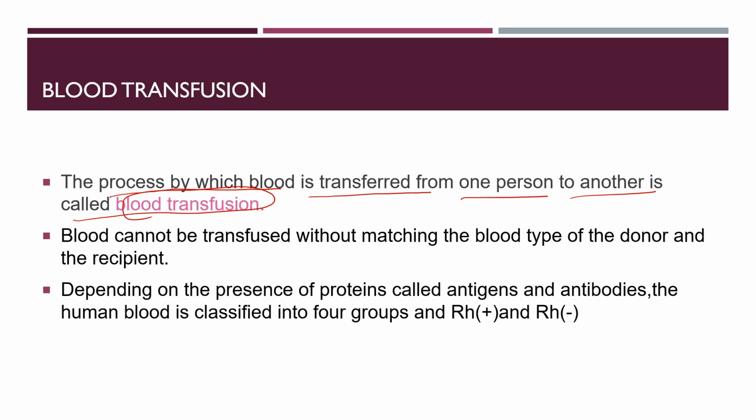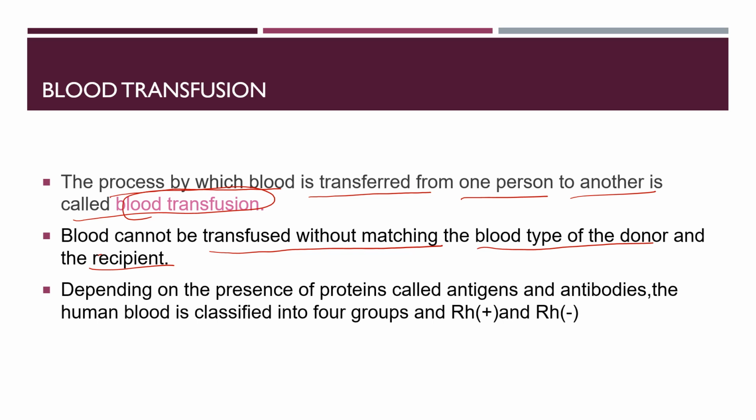Now, blood cannot be transfused without matching the blood type of the donor and the recipient. If you have not yet matched the blood type of the donor and the recipient, you can't randomly transfuse blood from one body to another, because that will cause blood clotting in the recipient, and it may lead to death also. That is what we are going to learn today: how we can study blood compatibility and how blood transfusion is done.